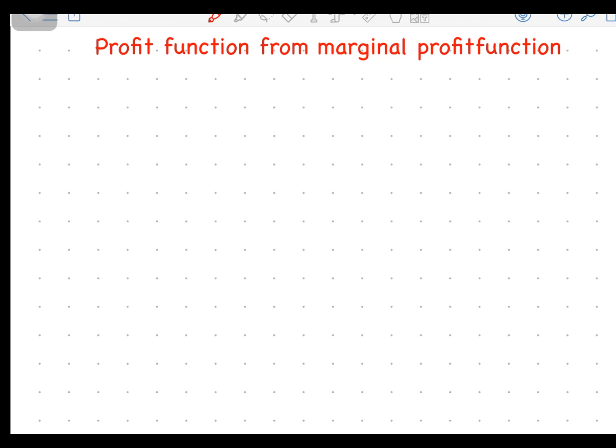In this tutorial, I am going to reuse the example that we used for marginal cost to solve for marginal profits. This means that I'm going to restructure the question in such a way that we are now going to find the marginal profits and the average marginal profits, or the average profits.